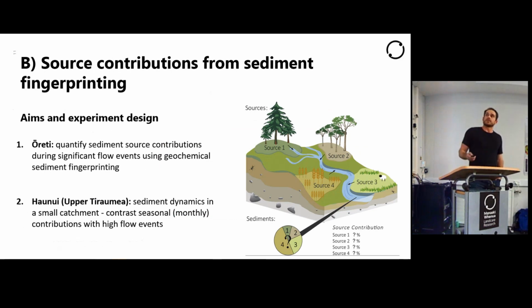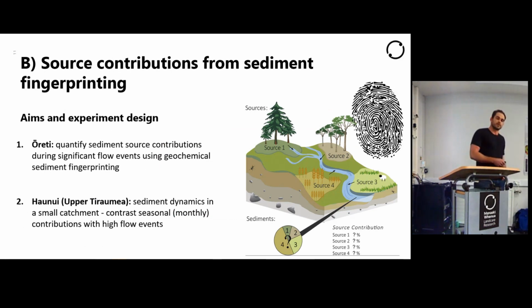So that was the first part, and now I'm just going to talk briefly about source contributions from a tool called sediment fingerprinting. For those that aren't familiar with the technique, sediment fingerprinting is a tool where we are able to characterize different erosion sources and erosion processes in the landscape using traces or geochemical properties of these sources, and determine their relative contributions to downstream sediment, whether it's suspended sediment or deposited sediment.